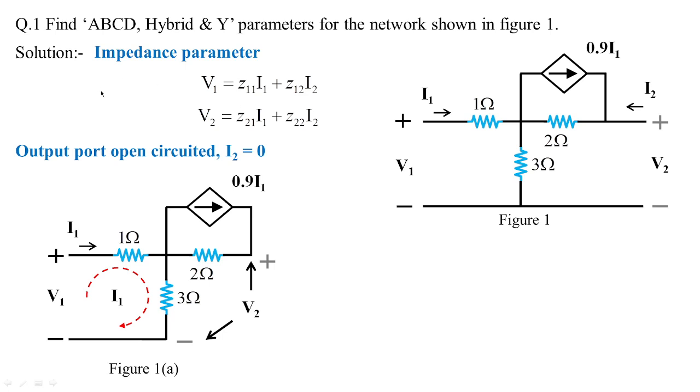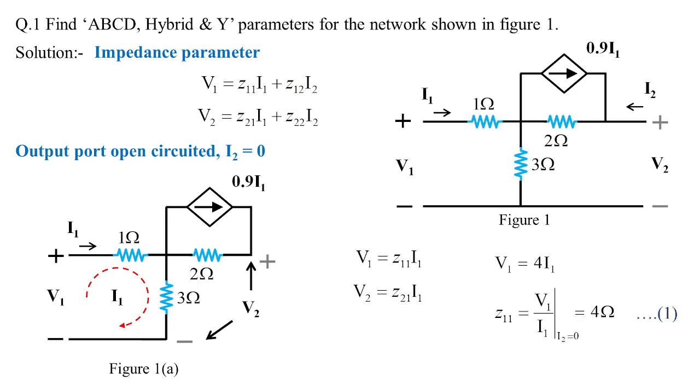So when we open circuit the output port, we are going to get V1 in terms of I1 and V2 in terms of I1. Hence we are going to obtain Z11 and Z21, right? So by clear inspection, when I apply KVL to this loop, I'll have minus V1 plus 1 I1 plus 3 I1 equal to 0. Therefore, V1 is equal to 4 I1, and hence Z11, the ratio of V1 by I1 at I2 equal to 0, is 4 ohms. Let us treat this as equation 1.